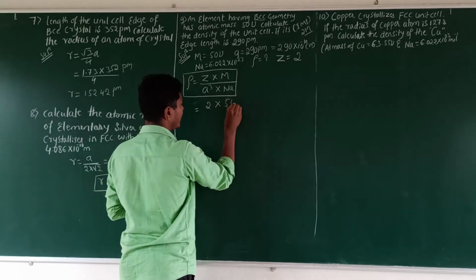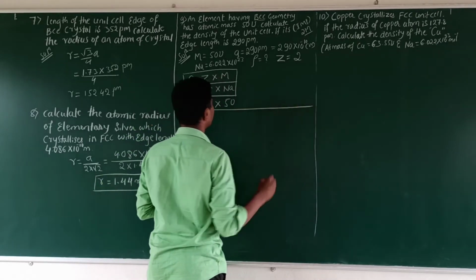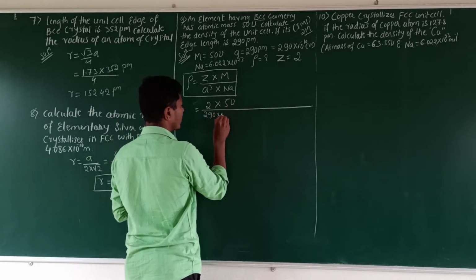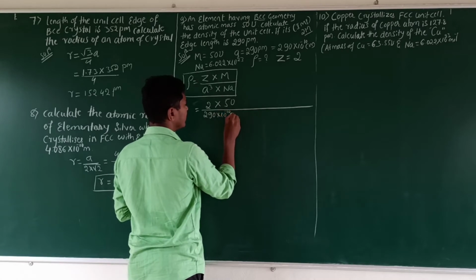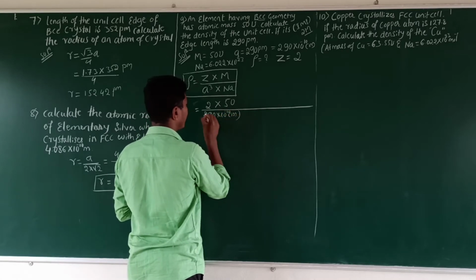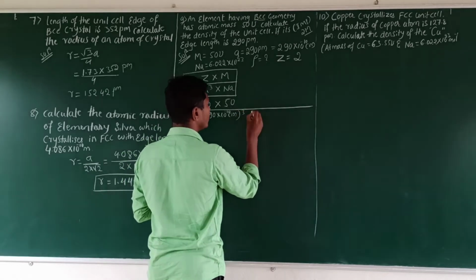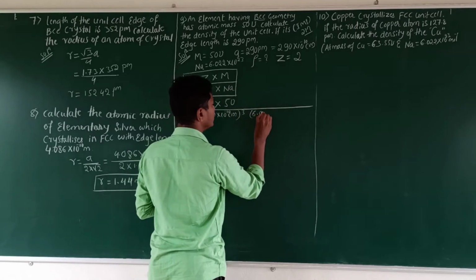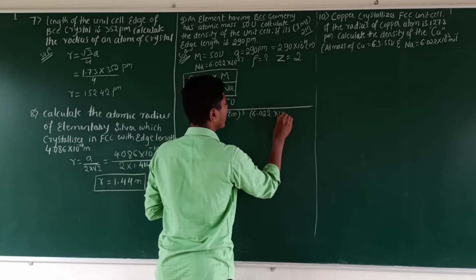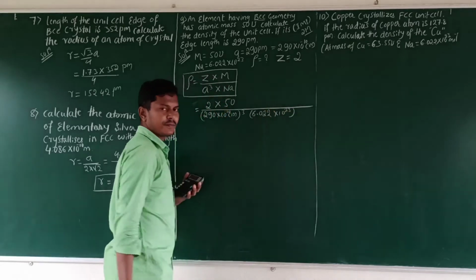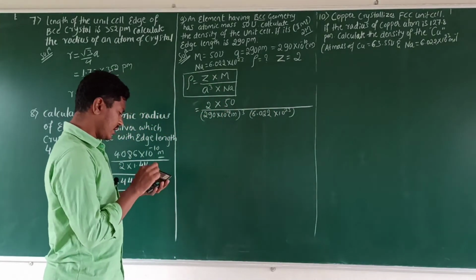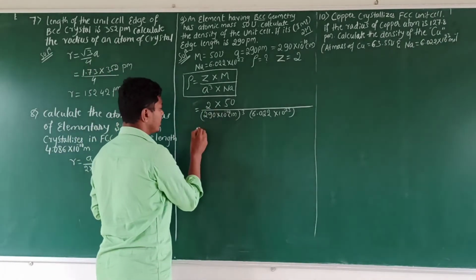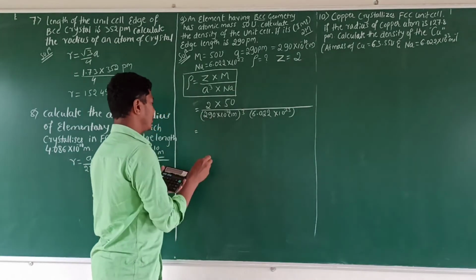Then M is equal to 50, divided by 290 into 10 to the power minus 10 centimeter, whole cube, into Na, 6.022 into 10 to the power 23, isn't it? Got this? Okay, next we have to calculate this cube. Same things as it is, writing here.